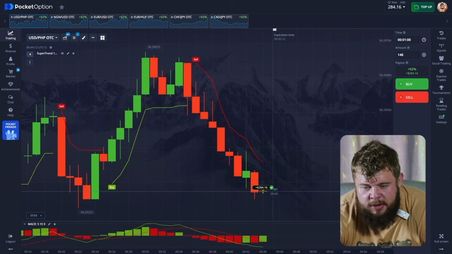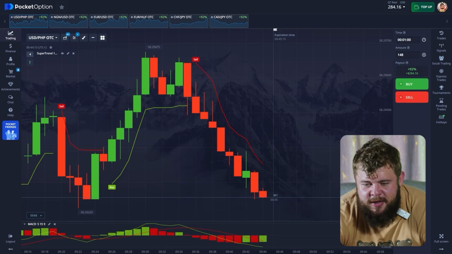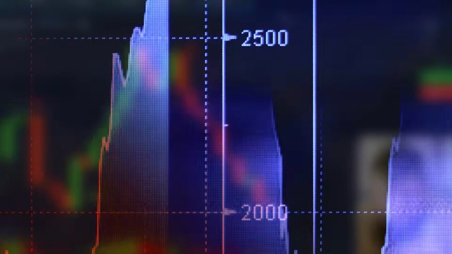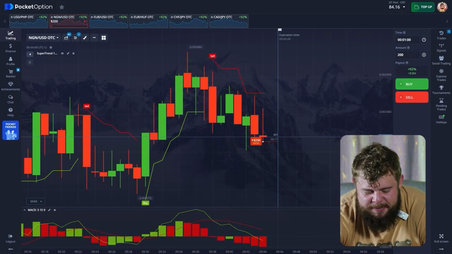So the first trade is closed, and it's closed with profit. We have $284 on the account right now. Now we're opening a sell position here.